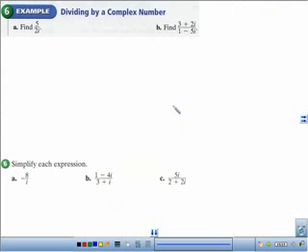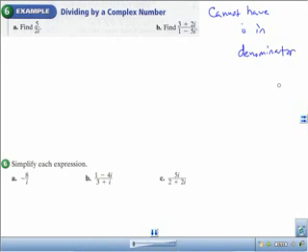Alright, dividing by a complex number. Now, if we're dividing by a complex number, remember, you cannot have i in the denominator. i is kind of like a square root, which you can't have in the denominator. Right? So how do you get rid of this i? Well, since i is multiplying with another number, all you have to do is multiply the top and the bottom by i.